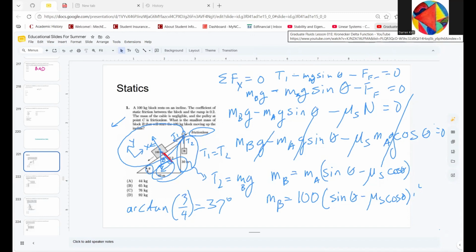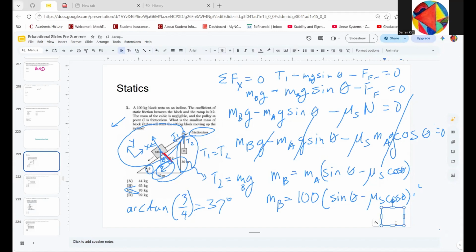100 parentheses, 3 over 5 plus 0.2 multiplied by... divided by 4 over 5. Yeah, I guess 76, which is C. But I don't get it from the right way. Well, okay, I got 76. I thought it was right.